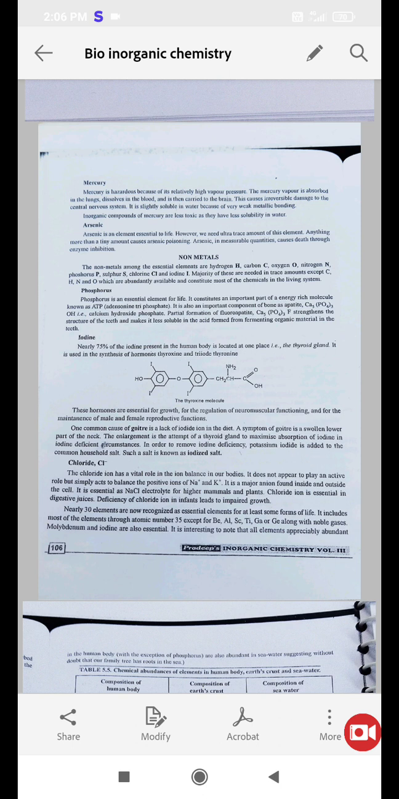Chloride ion is essential in digestive juices. Deficiency of chloride ion in infants leads to impaired growth. Nearly 30 elements are now recognized as essential elements for at least some forms of life.